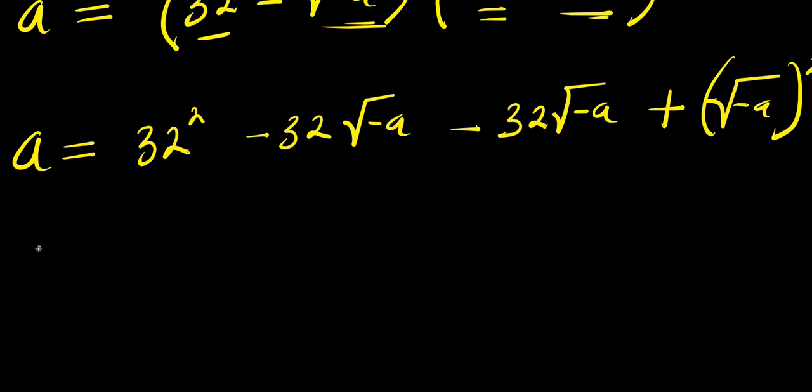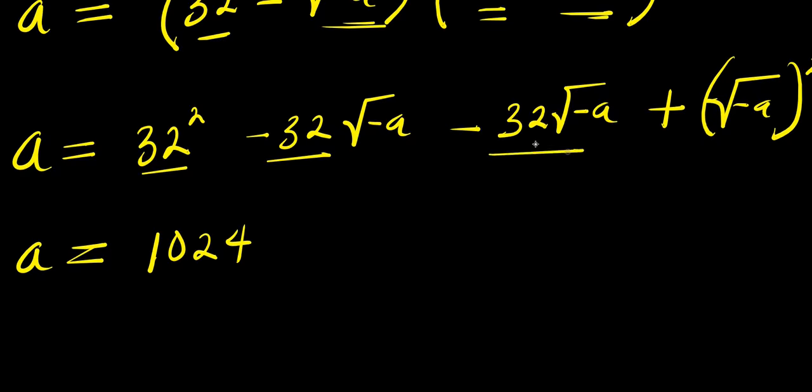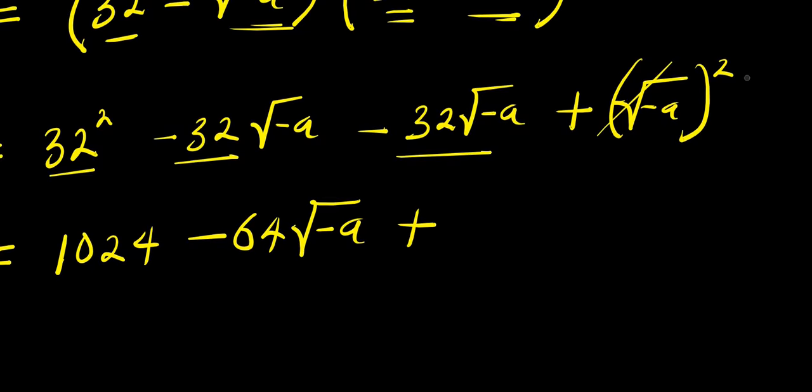So from here, we have a equals 32 times 32. So you can multiply that out. That is 1024. So we have minus 32 root negative a minus 32 root negative a. So this is minus 64 root negative a plus, this cancels the square here. We have negative a.